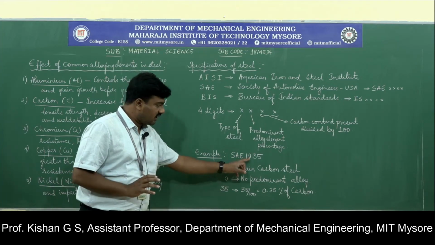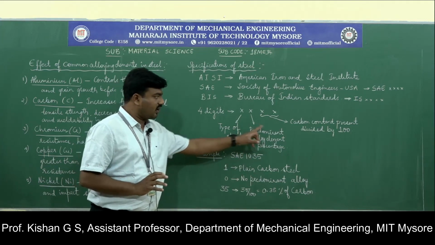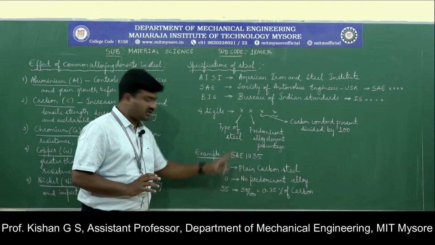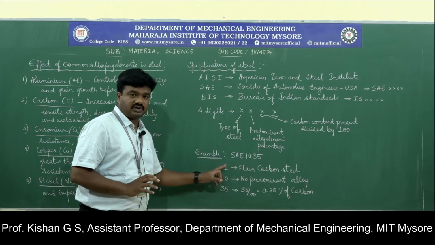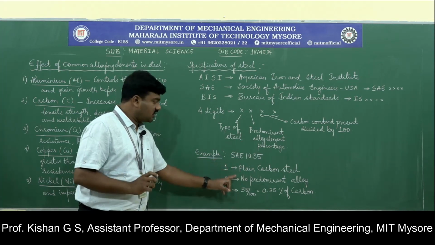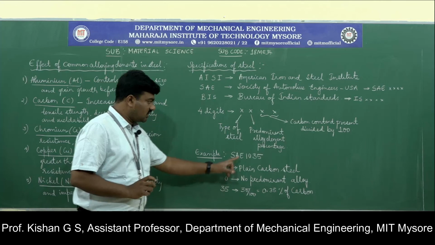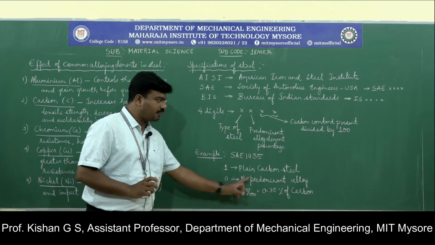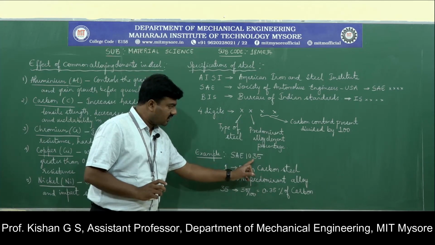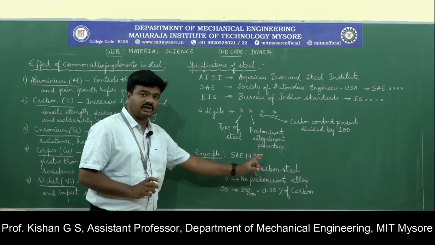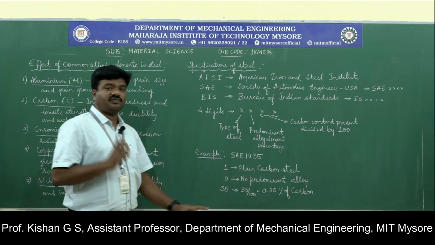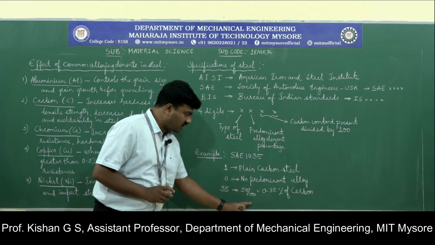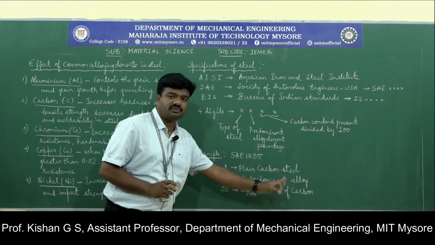Followed by 0. The 0 represents the predominant alloy element percentage. In this particular specification and this type of steel, there is no alloy present, hence the percentage becomes 0. 0 means no predominant alloy. Followed by the last 2 digits, which is the carbon content, that is 35. So 35 represents 35 divided by 100, that is 0.35% of carbon.